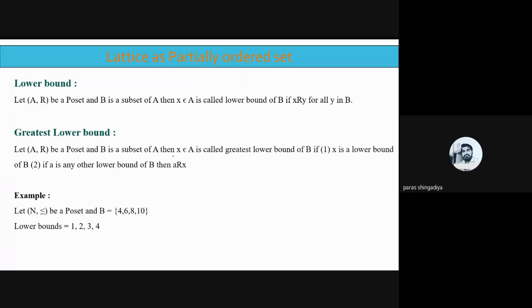And now find the lower bound. So we have the condition there. We consider the value of x from N, and here B is a subset of N. So the condition is that x less than or equal to y should be satisfied for all y belongs to B. If x less than or equal to y is satisfied for all y belongs to B, then we can say that this x is called the lower bound.